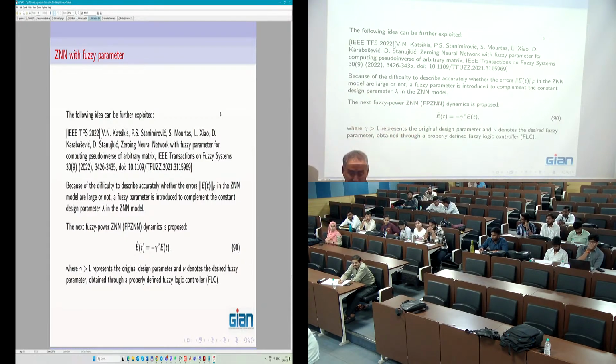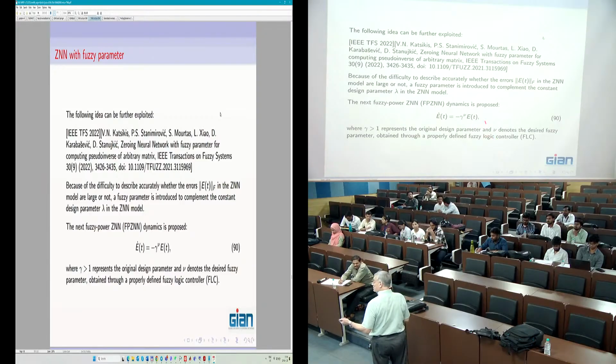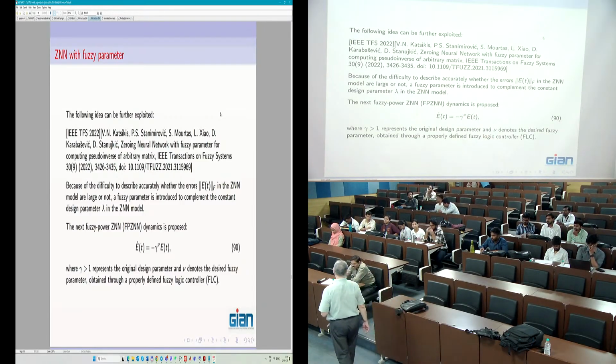What can be useful for your future research? Try, if you have 1 parameter or 2 parameters in your representations, a possible choice is to include 1 more parameter by a fuzzy logic system or something.